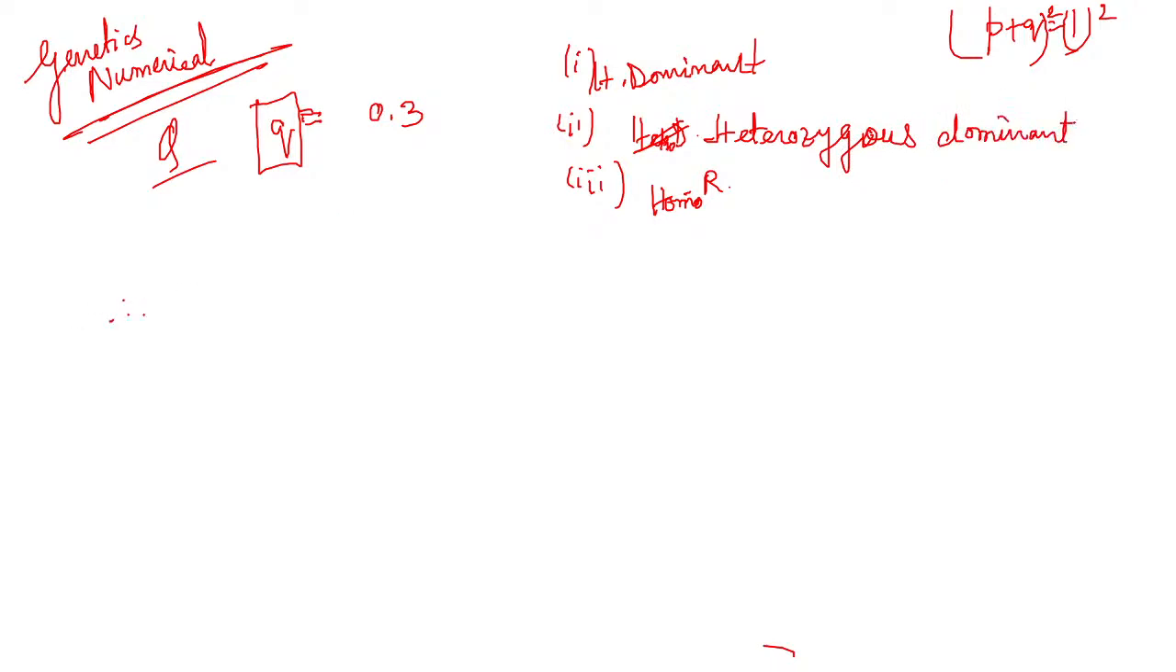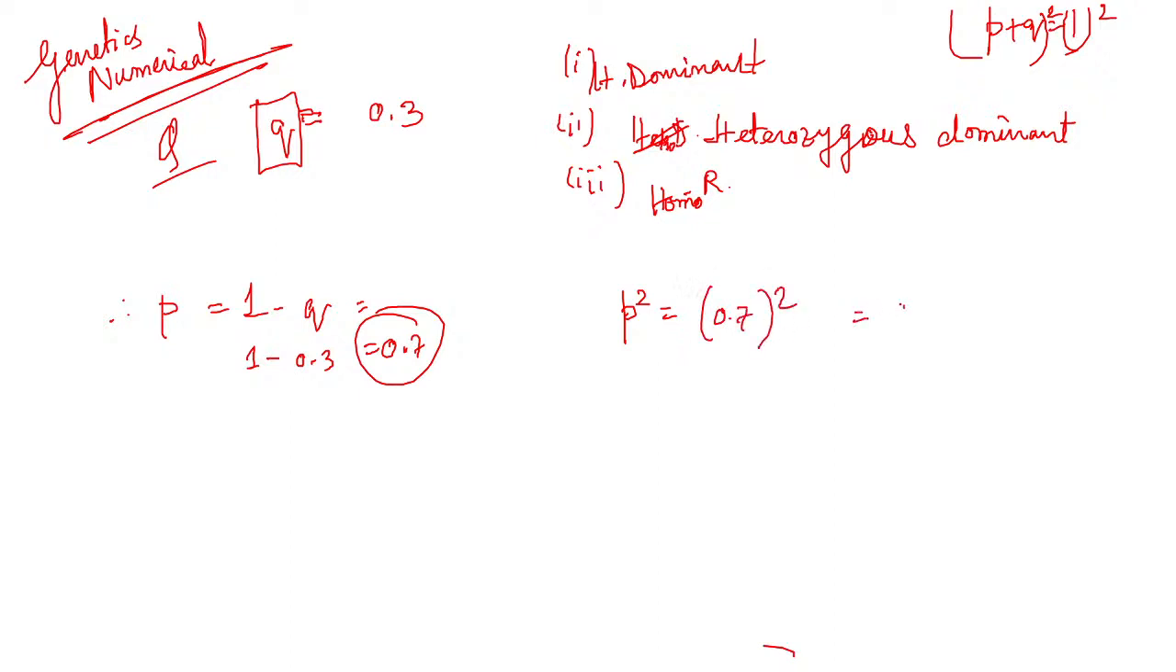So here we get p equals 1 minus q. What is 1 minus q? That is 1 minus 0.3. So what will we get? We will get 0.7. So p is 0.7. Now according to our rule, we will take p square, that is 0.7 whole square. So what will we get? 0.49, that is 49%.